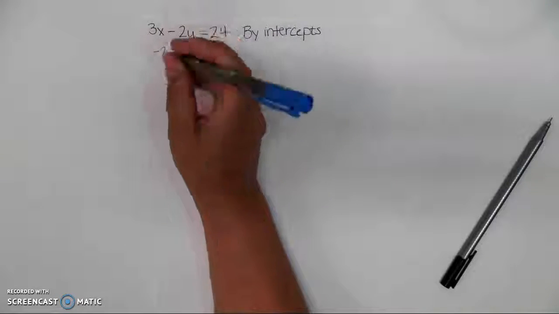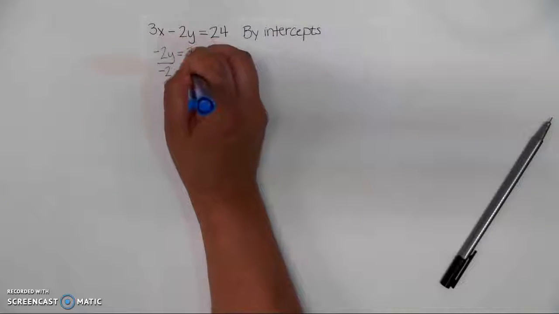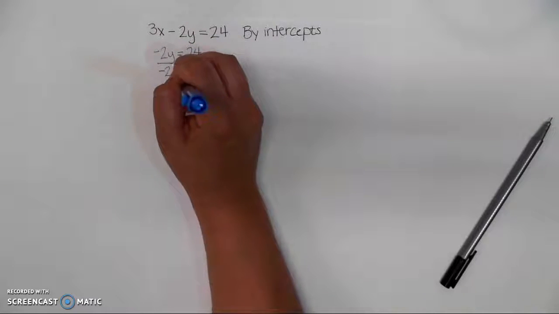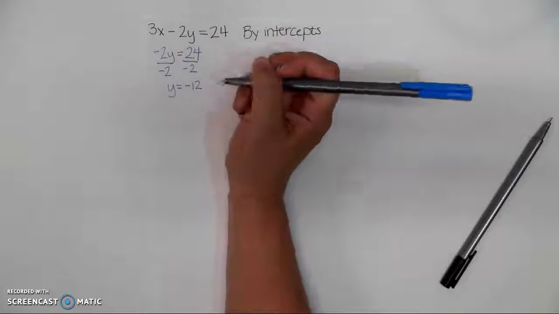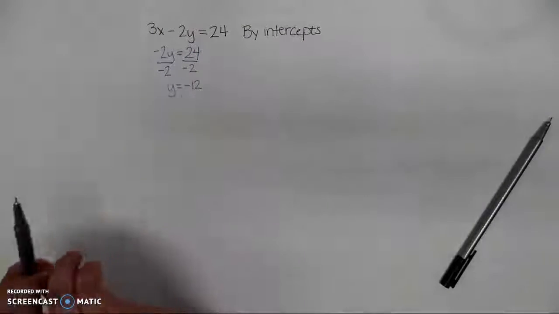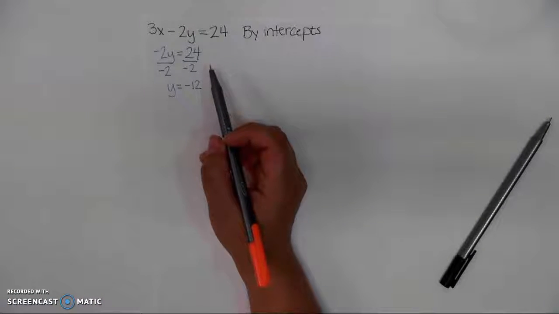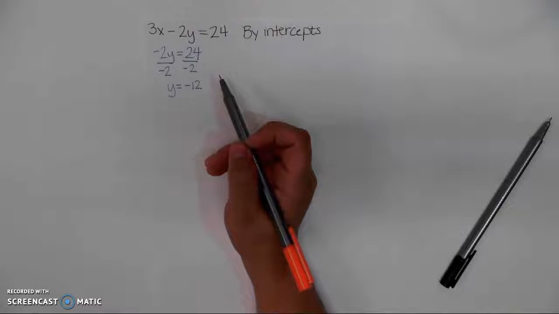And I'm going to solve that by dividing by negative 2. So y equals negative 12. So my y-intercept is at negative 12. Now I'm going to do the same thing, but for my x-intercept. So my x-intercept is where y equals 0.